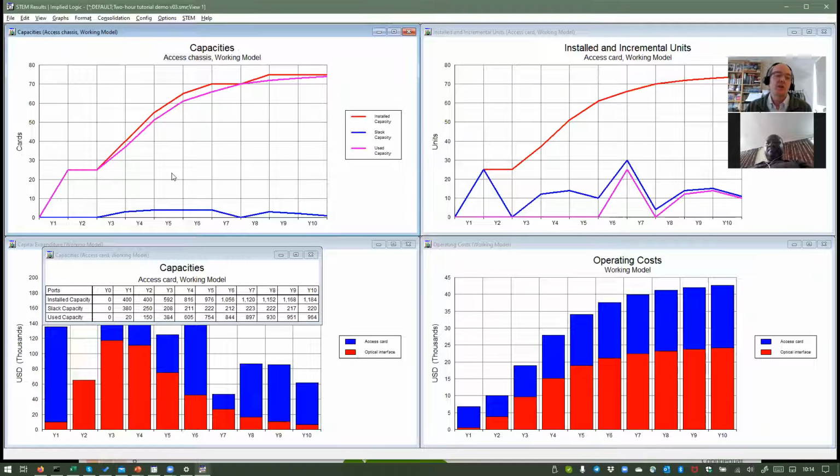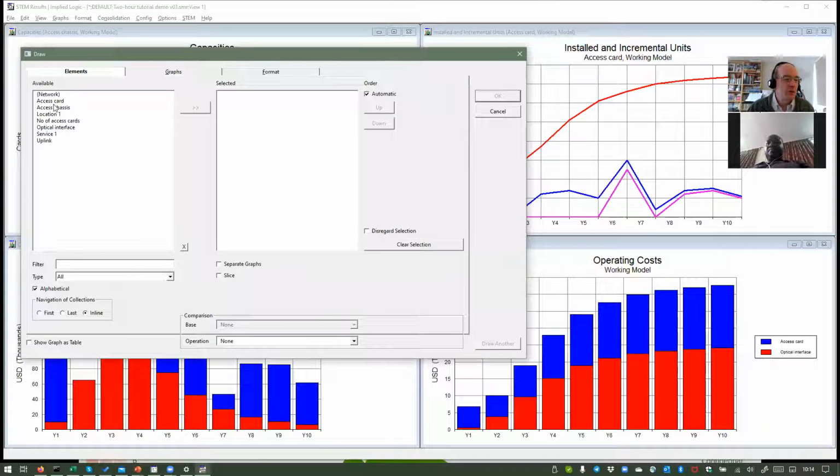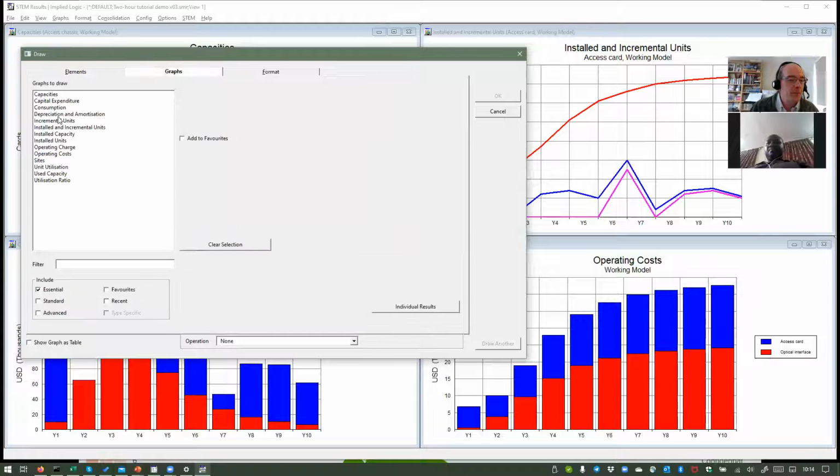And what you'll see is that, in fact, let me draw another one. Let's just look at the units. Graph draw installed. So let's look at all of them together, access card and chassis. Let's look at the installed units first.